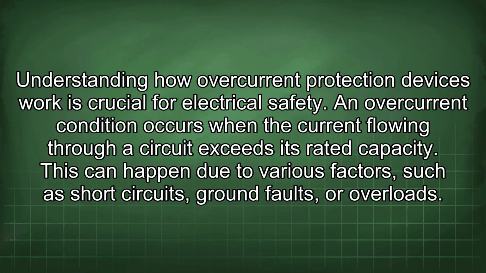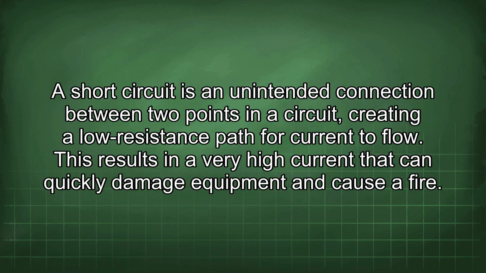Understanding how overcurrent protection devices work is crucial for electrical safety. An overcurrent condition occurs when the current flowing through a circuit exceeds its rated capacity. This can happen due to various factors, such as short circuits, ground faults, or overloads. A short circuit is an unintended connection between 2 points in a circuit, creating a low resistance path for current to flow. This results in a very high current that can quickly damage equipment and cause a fire.